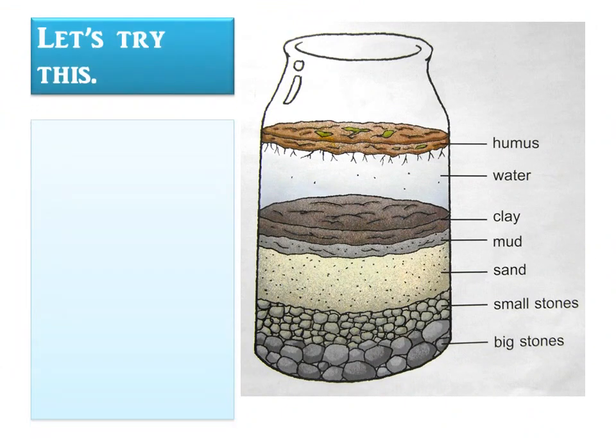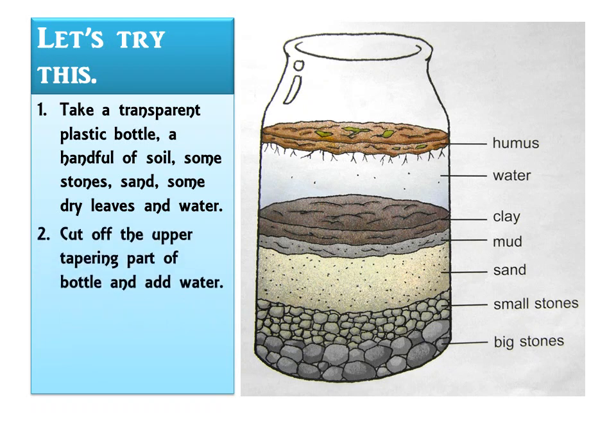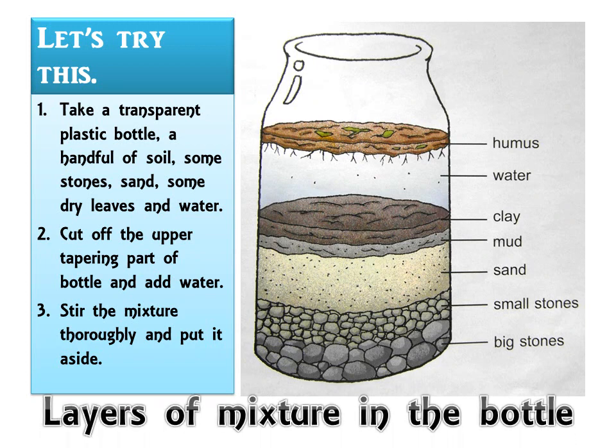Let's try this. Take a transparent plastic bottle, a handful of soil, some stones, sand, some dry leaves and water. Cut off the upper tapering part of the bottle and add water. Stir the mixture thoroughly and put it aside. These are the layers of the mixture in the bottle.